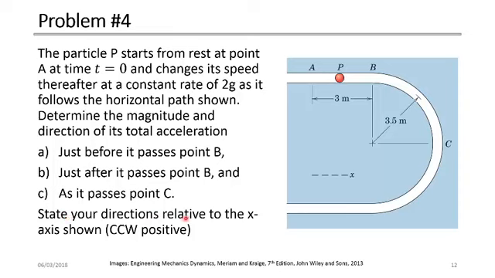State your directions relative to the x-axis. So the x-positive direction is given here, and it says to consider that counterclockwise is positive. So if we are measuring the angle, the counterclockwise direction starting from x is positive. So from here going up, this is our positive direction for measuring the angle. You see here that the radius is constant as well, and it's 3.5 meters.